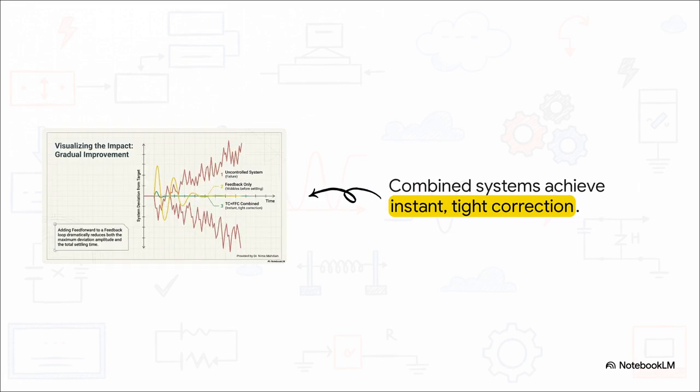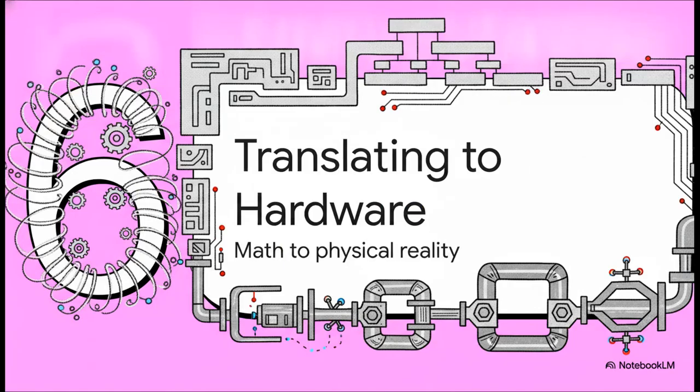And just look at this staggering difference in performance here. The red line, that's uncontrolled failure. The yellow line is feedback only. Notice how it wobbles widely as it reactively hunts for the target before it finally settles down. But look at that green line. That is our combined architecture. The exact moment a disturbance hits, the combined system achieves almost instant, incredibly tight correction. We are dramatically reducing both the maximum deviation amplitude and the total settling time. It's brilliant.